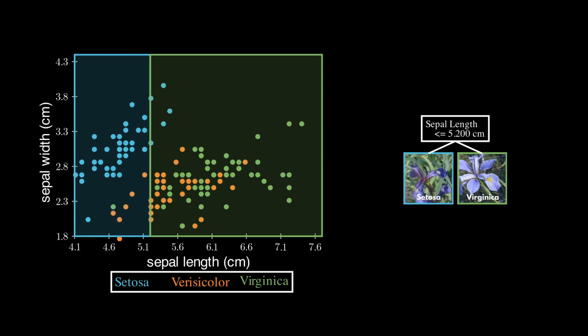The tree diagram on the right is a visual depiction of a decision tree. It says if an example has a sepal length less than or equal to 5.2 centimeters, then it is predicted to be a setosa flower. If the sepal length is greater than 5.2 centimeters, then the flower is predicted to be a virginica flower. These two diagrams are just two different ways of expressing the same idea.